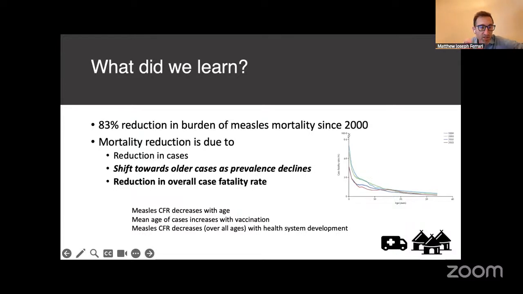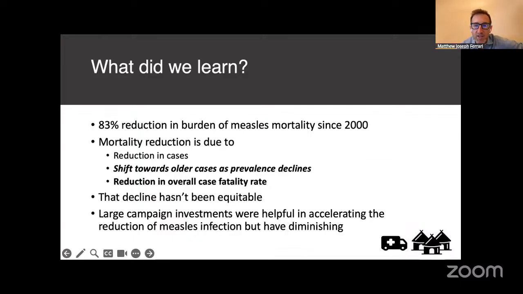And so we get nonlinearity in the dynamics of transmission, but then also a nonlinearity that occurs in the dynamics of mortality associated with measles.